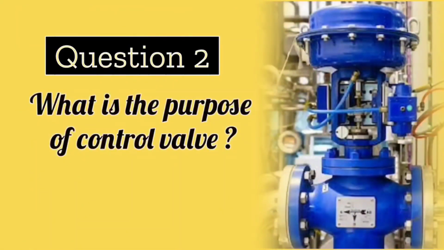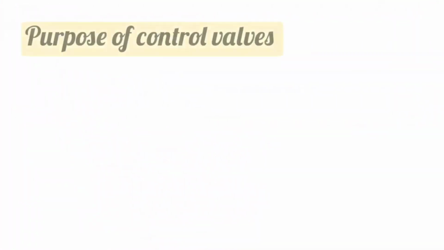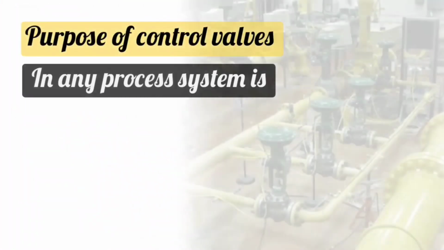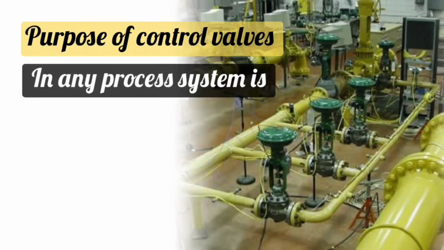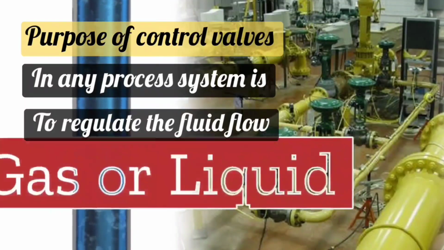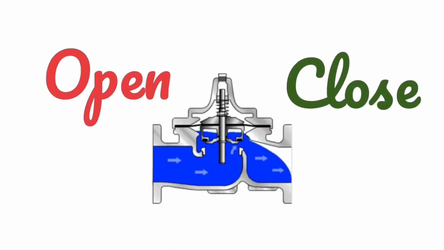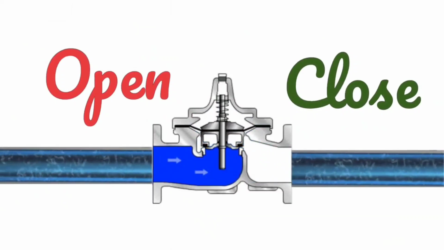Coming to the next question. What is the purpose of a control valve? How does it work? The purpose of a control valve in a process system is to regulate the flow of fluid. Fluid means gas or liquid. The control valve is opened or closed so that the flow of fluid passes or stops through a pipe.